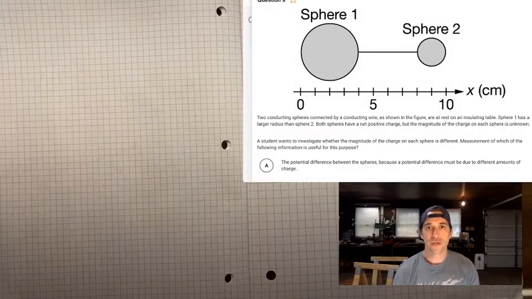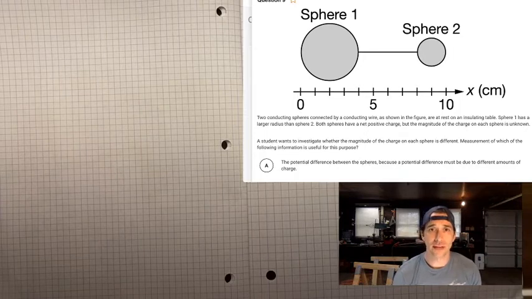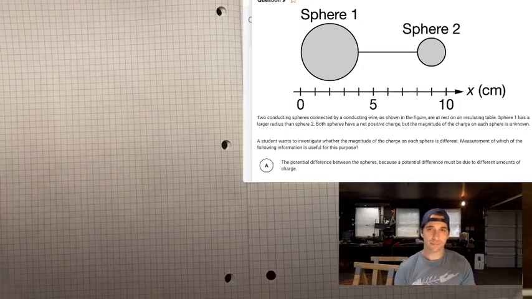They tell us two conducting spheres connected by a conducting wire, as shown in the figure, are at rest on an insulating table. Sphere 1 has a larger radius than 2. Both spheres have a net positive charge, but the magnitude of the charge in each sphere is unknown. Okay, so before we even get into that, let's just break some of those things down.